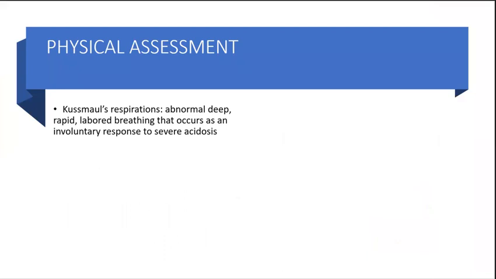So with Kussmaul's respiration, or what we refer to as air hunger, you're going to notice this abnormal, deep, rapid, labored breathing that occurs as an involuntary response to severe acidosis. Where do you see patients with this? Like maybe clients with diabetes, clients with kidney failure. So you can see Kussmaul's respiration in clients with diabetic ketoacidosis or clients with kidney failure. With Cheyne-Stokes respiration, you would notice alternating cessation of breathing or apnea and hyperventilation.